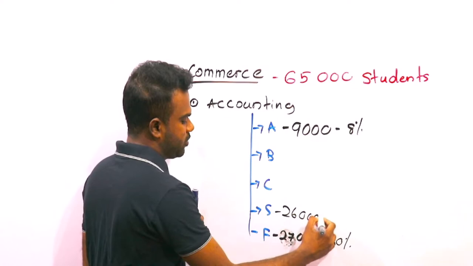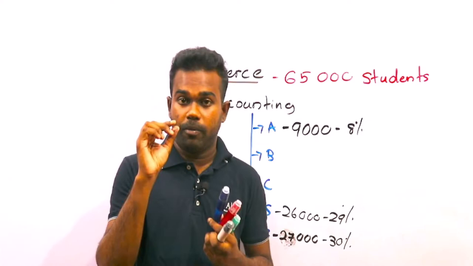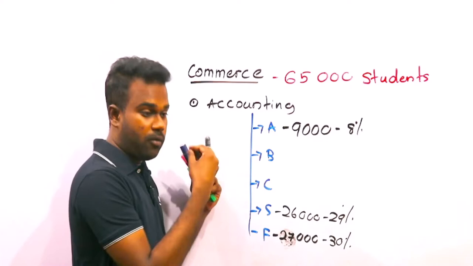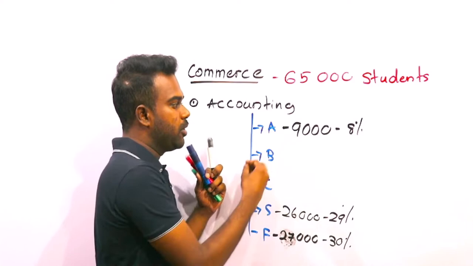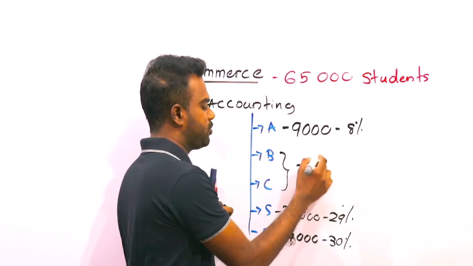That means for the commerce scheme, accounting has the highest fail rate, around 30%, but only a few A passes out of the total students. The others are divided between the remaining grades; only about 30% get B and C passes.